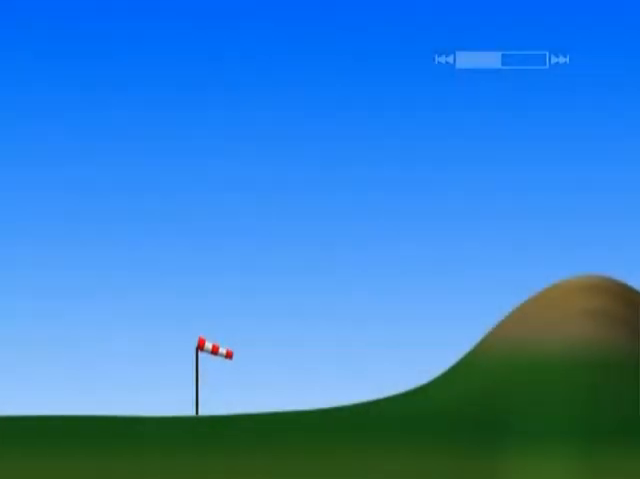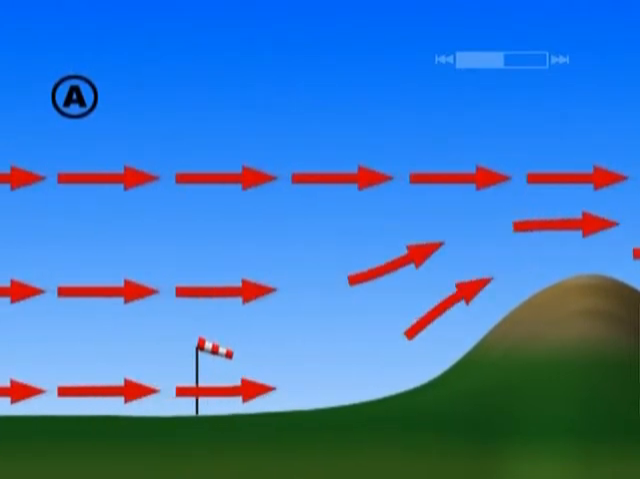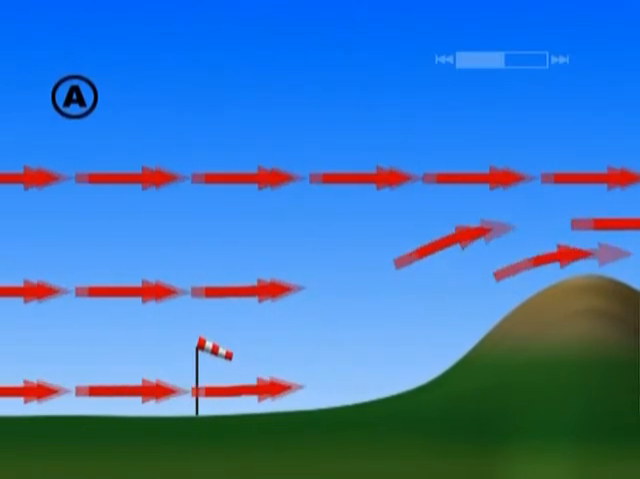When a fluid such as wind passes through a narrow or restricted passage along its trajectory, its speed increases. This is known as the Venturi effect. Let's use the example of wind blowing over a hill. At point A, the lower and upper winds are traveling at the same speed.